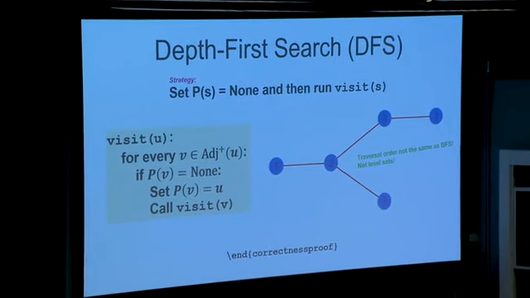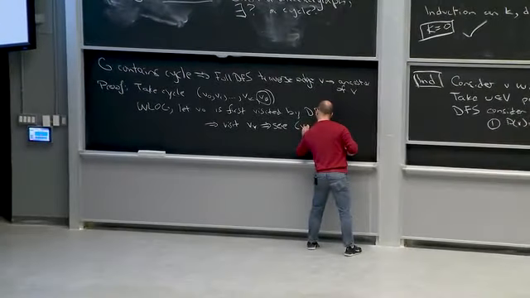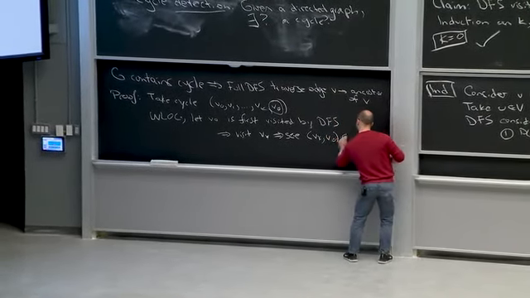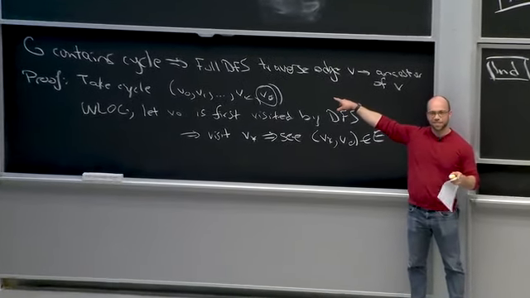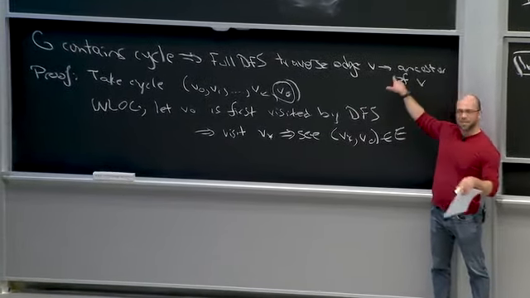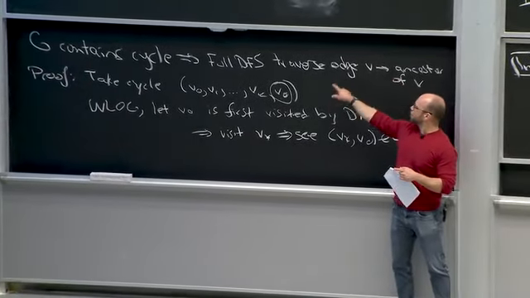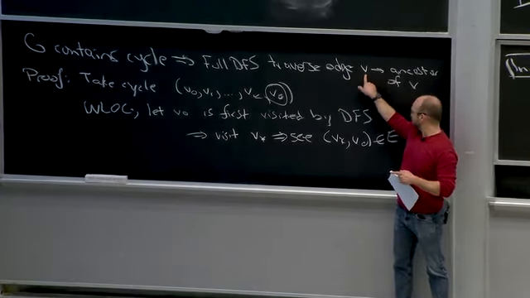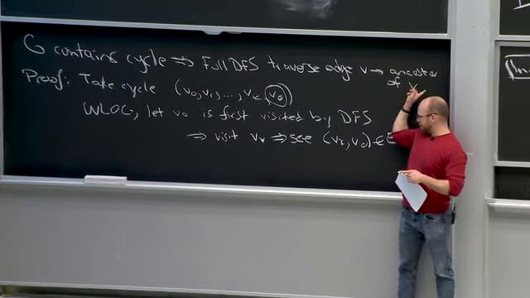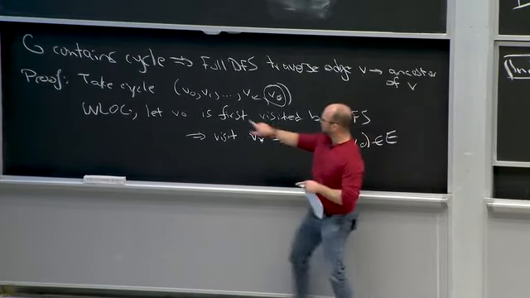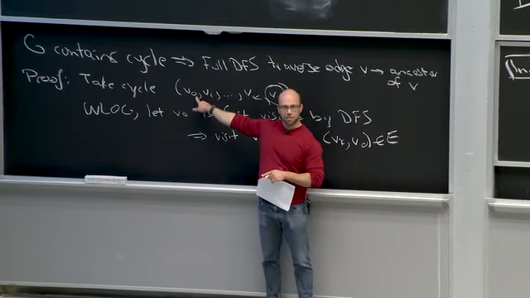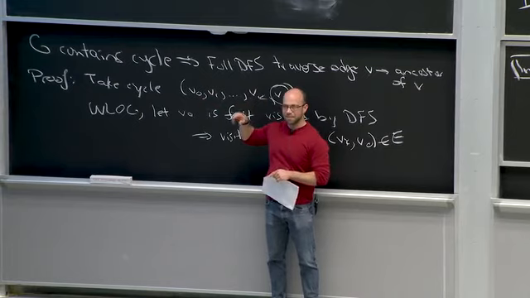So we're going to see the edge from VK to V0, which is an edge by definition, because we took this to be a cycle here. Well, notice that's exactly the thing we set out to prove, namely that full DFS traverses an edge from a vertex to one of its ancestors. Here's the vertex VK, here's its ancestor V0. Why do we know that it's an ancestor? Well, because V0 was called in our call tree before any of these other guys.